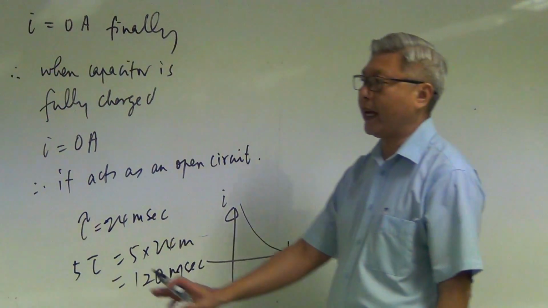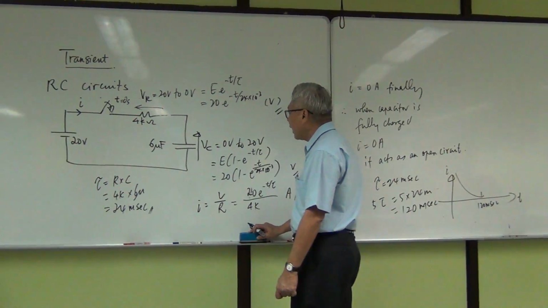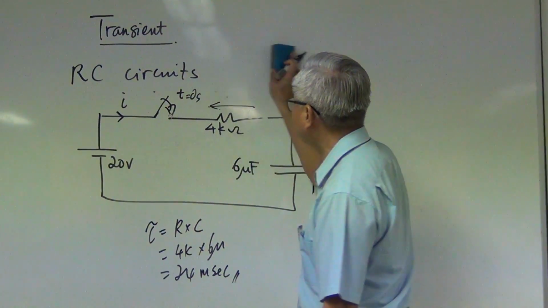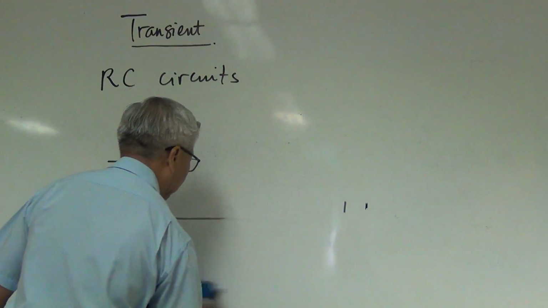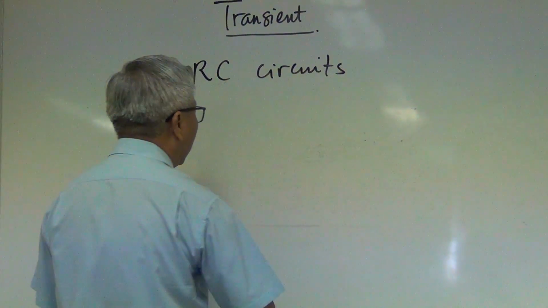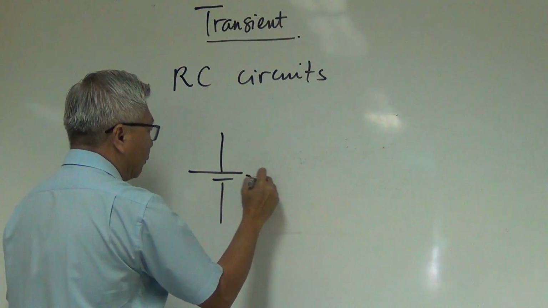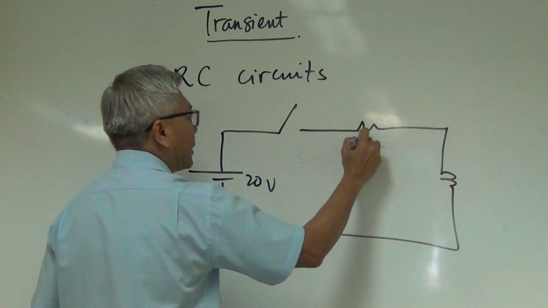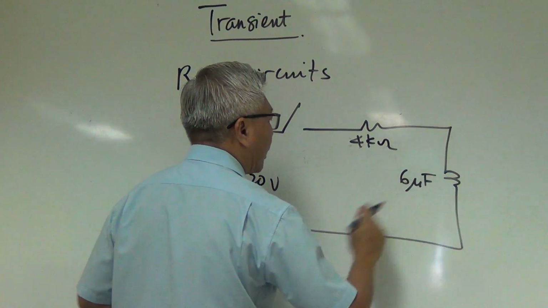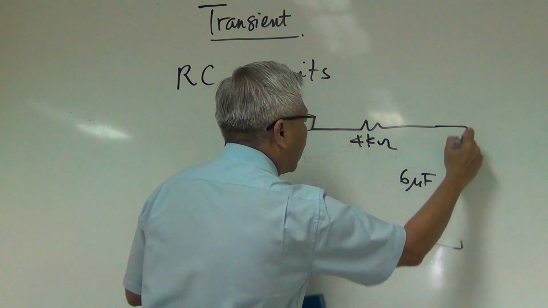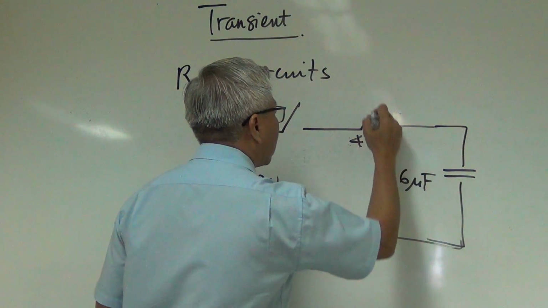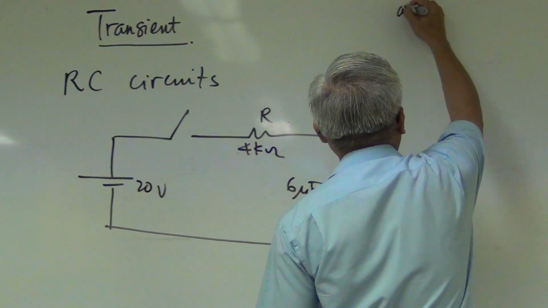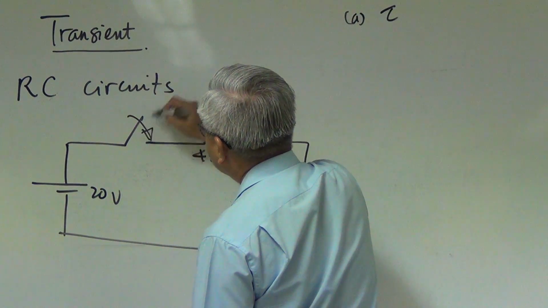Alright, let's look back at this circuit here. If you understand what I've said, let us quickly recap the story. I have a series circuit with a battery of 20 volts, a switch that's initially open, a resistor and a capacitor. The resistor is 4 kilo ohm, the capacitor is 6 microfarad. The capacitor should be drawn this way. So this is my R, this is my C.